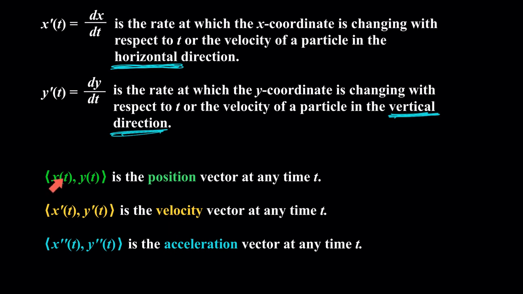So your position vector is going to be x of t, y of t. Your velocity vector is going to be x prime of t, y prime of t. And your acceleration vector is x double prime of t, y double prime of t. So it's very much like what we discussed in the fall with your motion, where velocity is the derivative of position and acceleration is the derivative of velocity, or the second derivative of position.